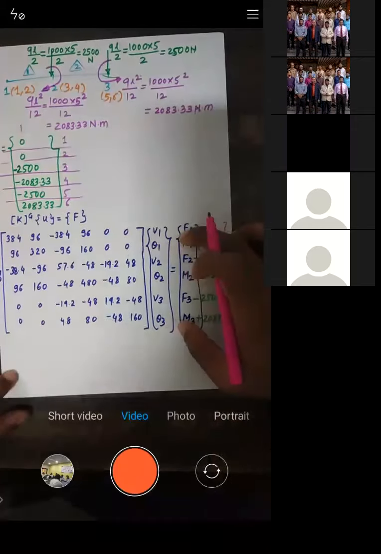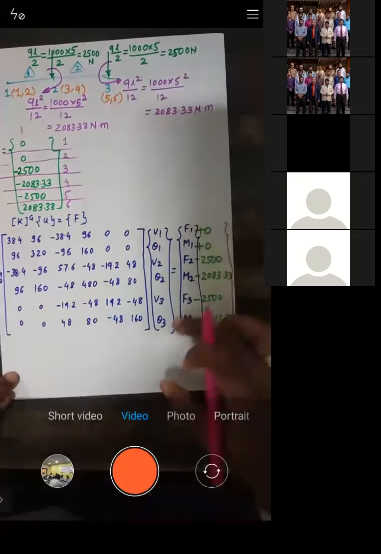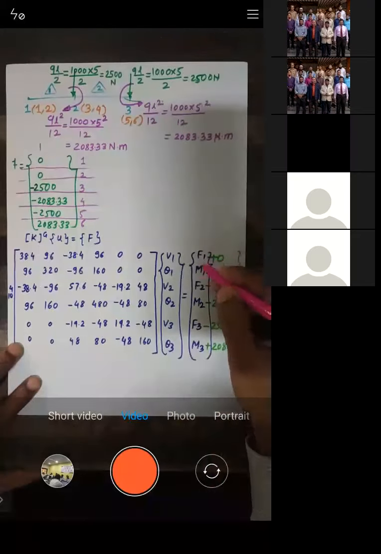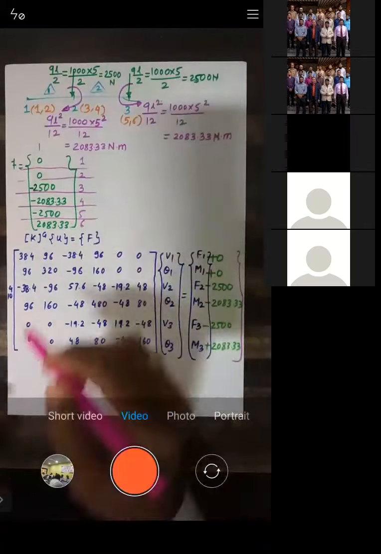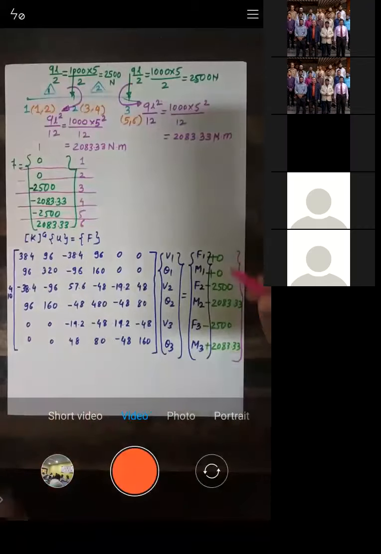See, this was the initial force matrix. Now we have clubbed it with this one, because this takes care of only the point loads. And we have converted the uniformly distributed load into point loads, so it will be considered by this particular column. Now let us solve it.